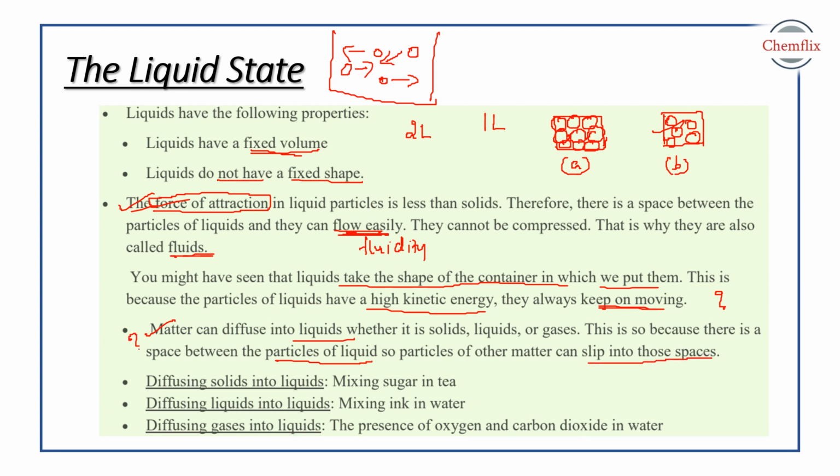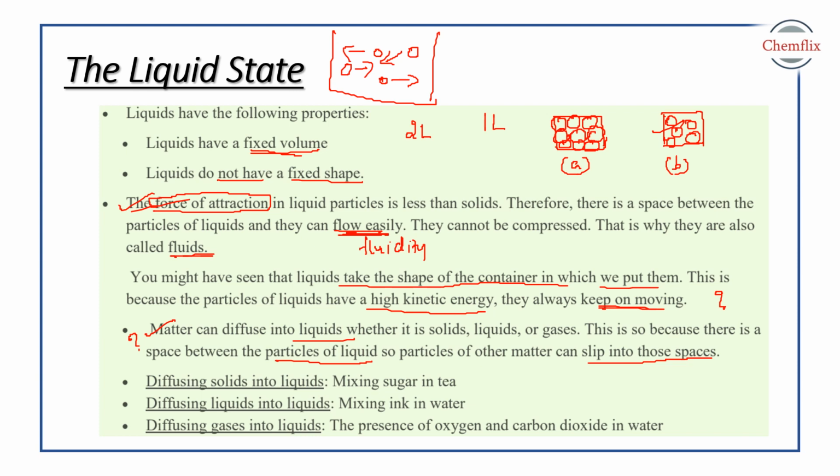Another question you will get is: matter can diffuse into liquids, substantiate. Matter can diffuse into liquids, whether it is solids, liquids, or gases. This is so because there is space between the particles of liquid. So particles of other matter can slip into those spaces.